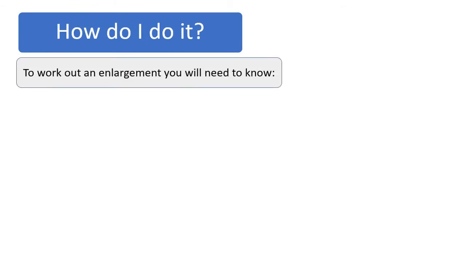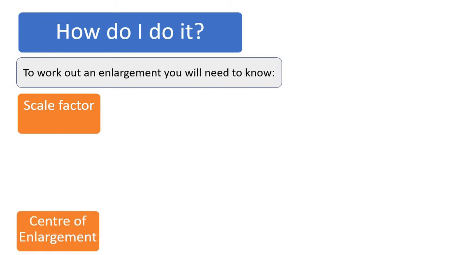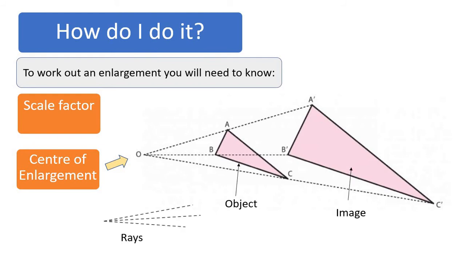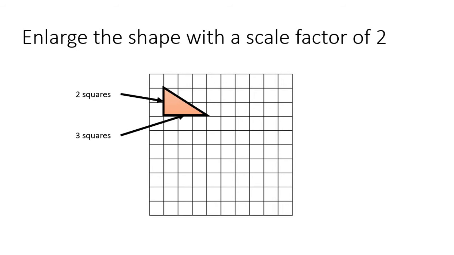So how do we do this? To work out an enlargement, you need to know the scale factor and the center of enlargement. The center of enlargement is the point from which we enlarge the shape. In this case, we've enlarged the triangle ABC by a factor of 2 to make this image A'B'C'. The points O, those lines radiating out from it, are known as the rays. So we draw a straight line from O to each vertex of the shape that we're enlarging. We continue it on to make it larger.